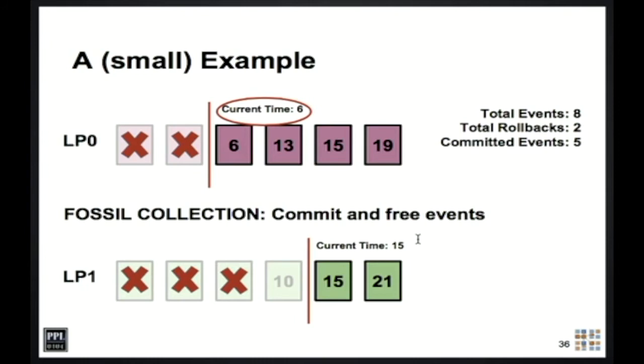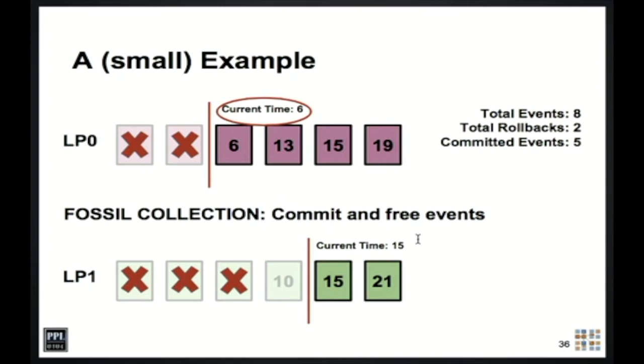For example, if you need to print to a file or print to the screen, obviously you can't do that the first time you execute an event, because you might have to roll it back, and it might be the case that that event was never supposed to be executed in the first place. So at this point, we would do things like printing out to file or any other side effects that can't be rolled back.